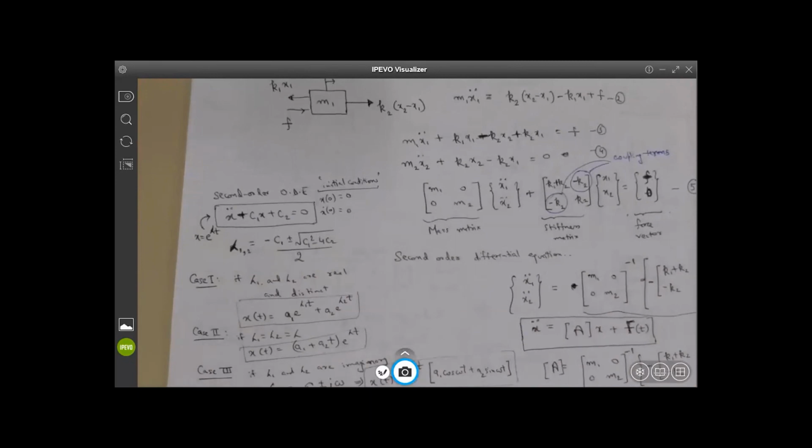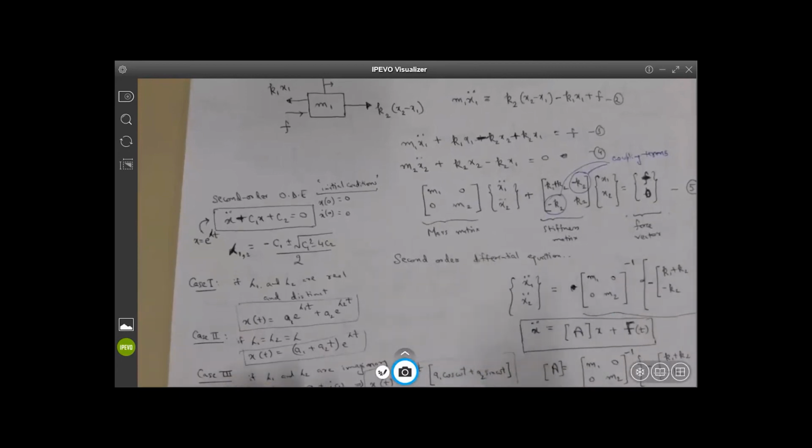Any questions, guys, so far? If not, then let's wrap up our discussion for today's class. And in the next class, as I said, we will go through the state space system of equations, and instead of second order, we will solve first order ordinary differential equations.